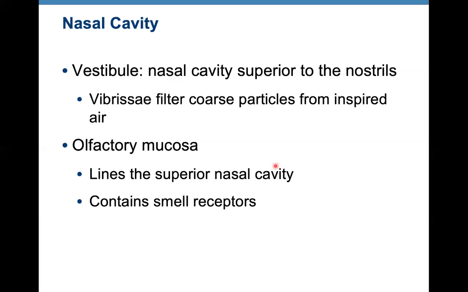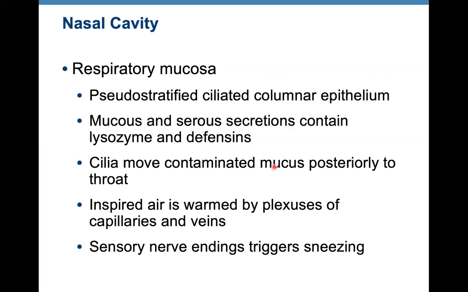Okay, so the respiratory mucosa is going to be composed of pseudostratified ciliated columnar epithelium. And this might require you to actually go back to chapter 4 and look at what this actually is. But pseudostratified is an epithelium that looks like it has multiple layers, but it actually is only a single layer. The mucus and serous secretions will contain lysozyme and defensins. These are chemicals that are produced by your own mucosa that actually help to control microbial growth.